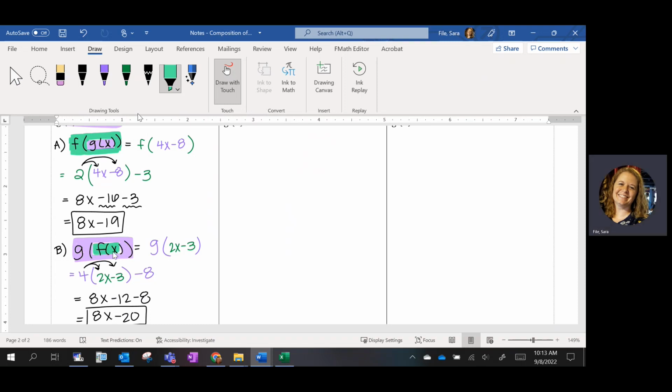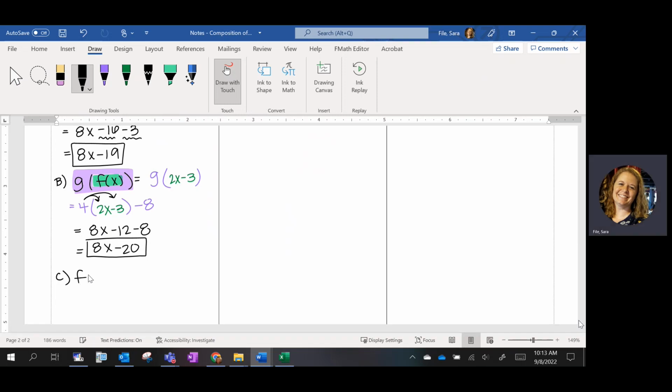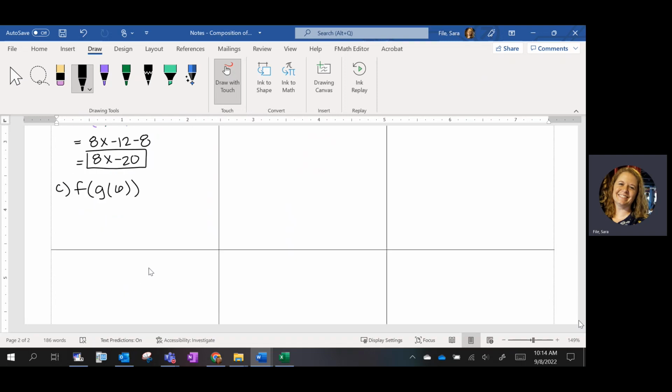Okay, and so the difference on A and B was which one was the outside versus the inside. Okay. All right, now part C wants f of g of 6. So the process I am going to use here is going to be the inside out. I'm going to work the inside first, which is the g of 6. So I'm going to find g of 6.